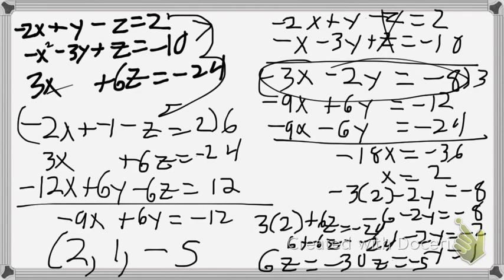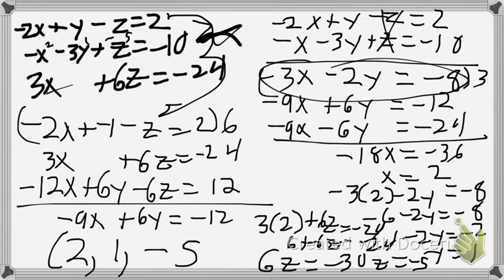Now I'm going to quickly check my work. On this second equation right here, I'm going to go 2, so that's negative 2, minus 3, plus a negative 5. So negative 2 minus 3 is negative 5. Negative 5 minus 5 is negative 10. So that checks. So I know I did it right.